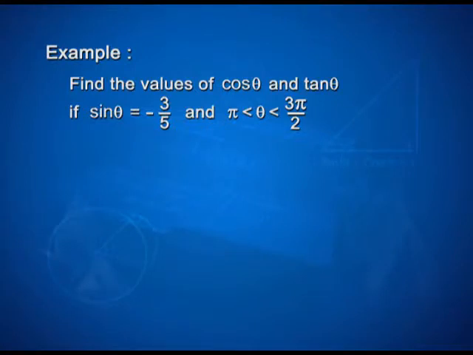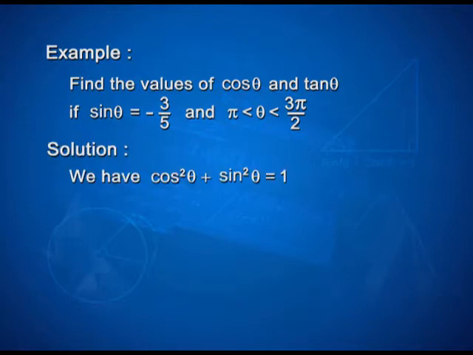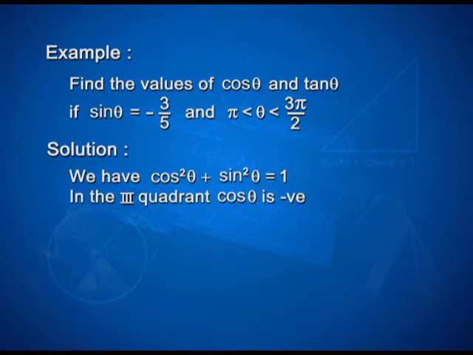Find the values of cos theta and tan theta if sin theta is equal to minus 3 upon 5 and theta lies between pi and 3 pi by 2. Solution: we have cos square theta plus sin square theta is equal to 1. Now, in the third quadrant, how could I guess it is third quadrant? Because theta is lying between pi and 3 pi by 2. So, in third quadrant, cos theta is negative and tan theta is positive.